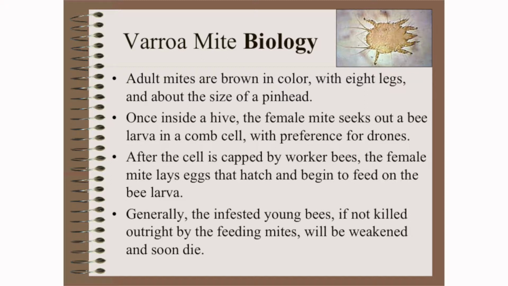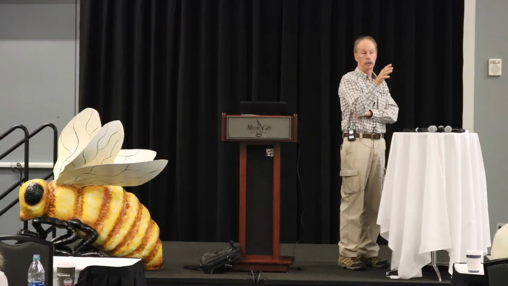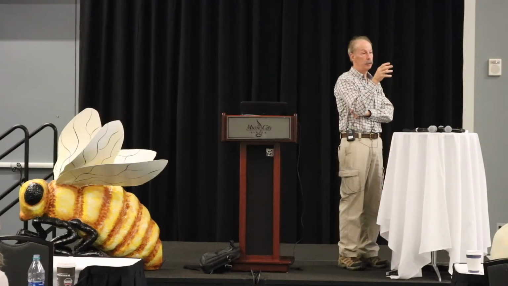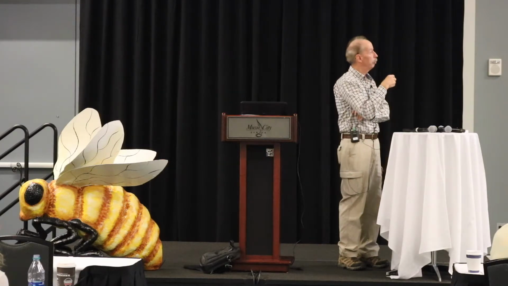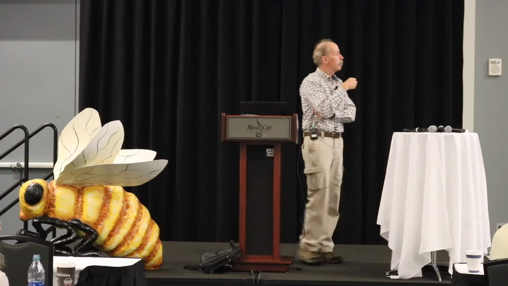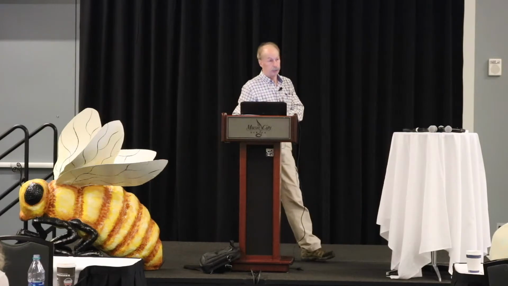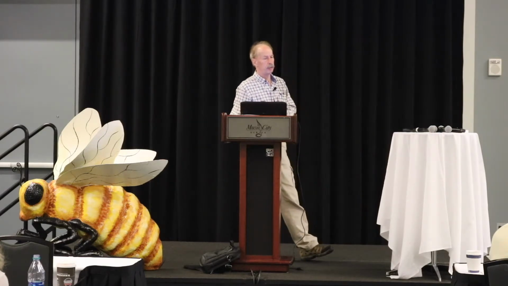But once inside the hive, and again, they have a preference for the brood cells that have drones in them, the males, and the female mite will seek out an uncapped cell, and then that's where she'll feed on and reproduce. So gradually, if the bees aren't killed, when they emerge as an adult, they're going to be extremely weakened and they won't survive.